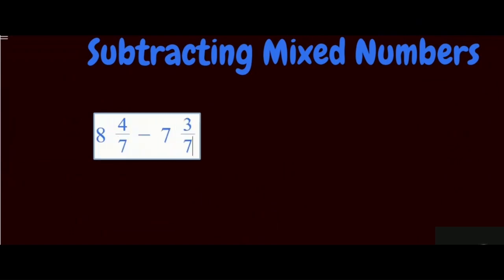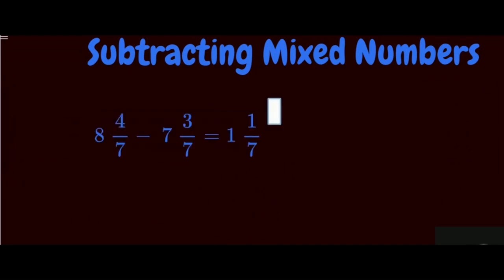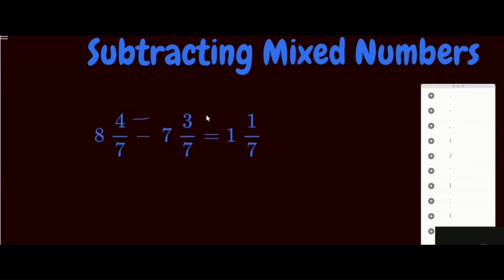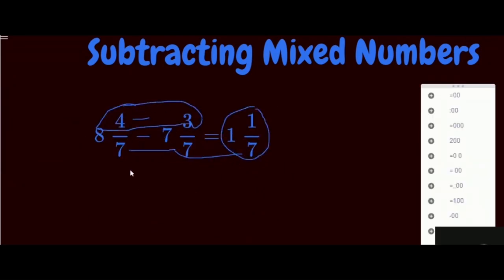Okay, here we have the same common denominator, so it should be fairly simple. All we're going to do is just subtract across. 4 minus 3 is 1, and 8 minus 7 is 1. We have 1 and 1/7. We have the same denominators, which is 7. Here we just subtract across. That'll give us the answer.